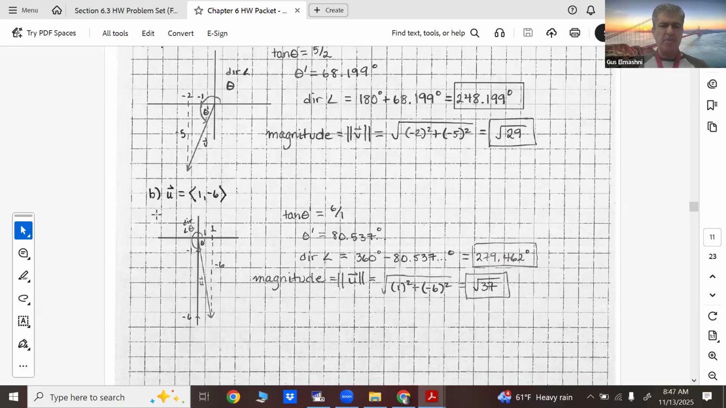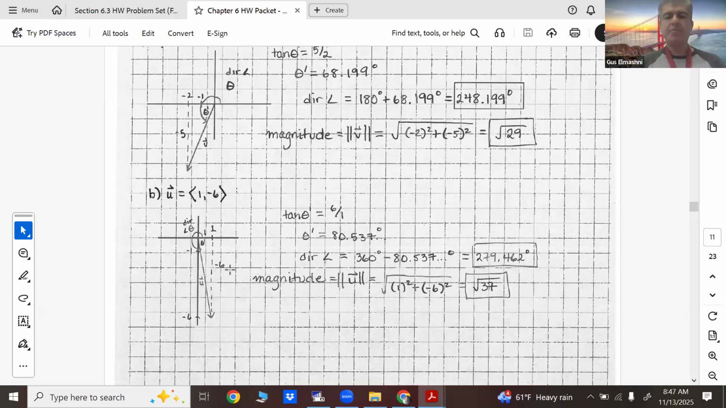Actually, that's weird. Why did I put 6/1? I should have just done inverse tan of -6 and just added 360. Anyway, we'll move on. But that's the right answer. Yeah, just add 360. It's the same thing.